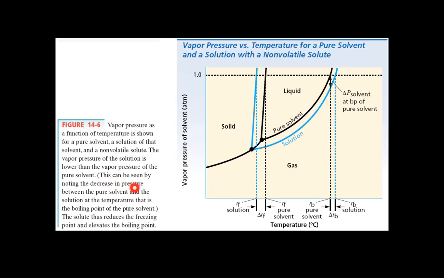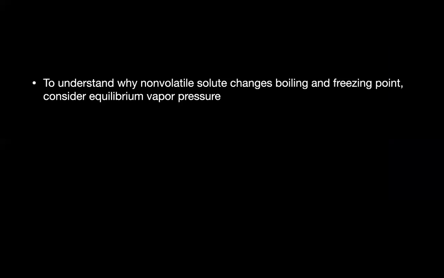This can be seen by noting the decrease in pressure between the pure solvent and the solution at the temperature that is the boiling point of the pure solvent. They're talking about this line here. The blue line is lower than the black line, and that is reflective of the vapor pressure. The solute thus reduces the freezing point and elevates the boiling point. So that's going to be the focus for today.